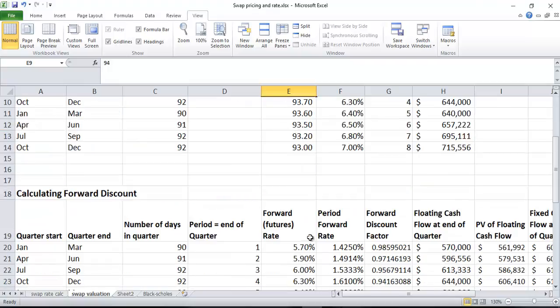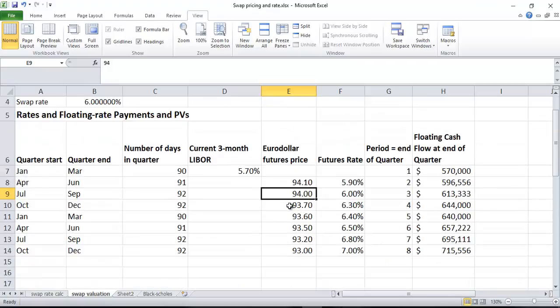So this is how you calculate and work out the others. For example, we got the 6%, and to get this 6.3%, you would subtract this from 100 and divide by 100. And so it goes. As you can see, the last one is 93, so this is going to be 7%. So we got the forward rates, or basically the Euro-dollar futures rates, sorted. We have them. The next step here would be to calculate the floating cash flow at the end of the quarter.